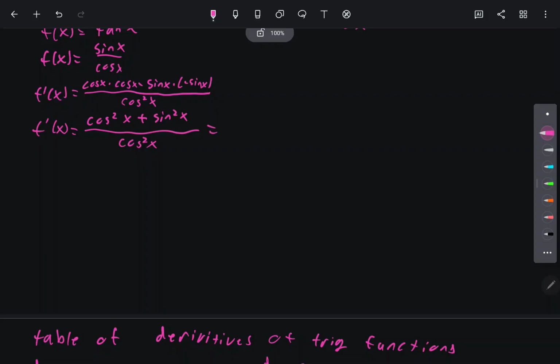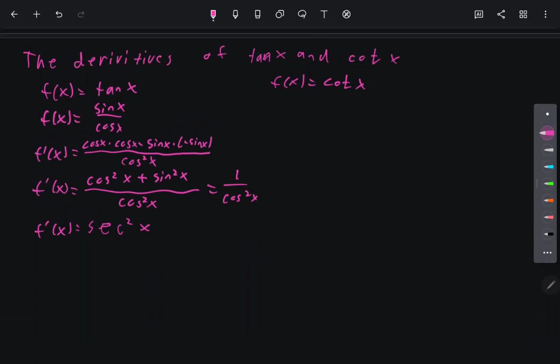And because of one of our trig identities, sine squared plus cosine squared is always equal to 1, we know that f prime of x must be secant squared of x. There we go.